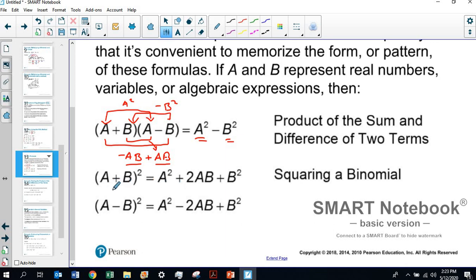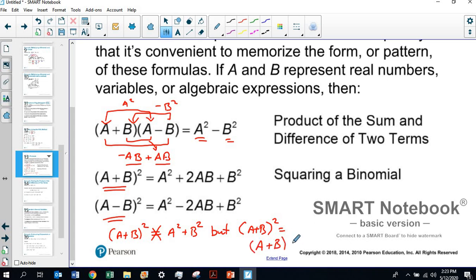Be careful. The thing I want you to notice here is when you have a plus b or a minus b all squared, remember that a plus b squared is not a squared plus b squared. That is not how it works, not at all. But when you have a plus b squared, what does that mean? That actually means you have a plus b times a plus b, and so you have to FOIL.